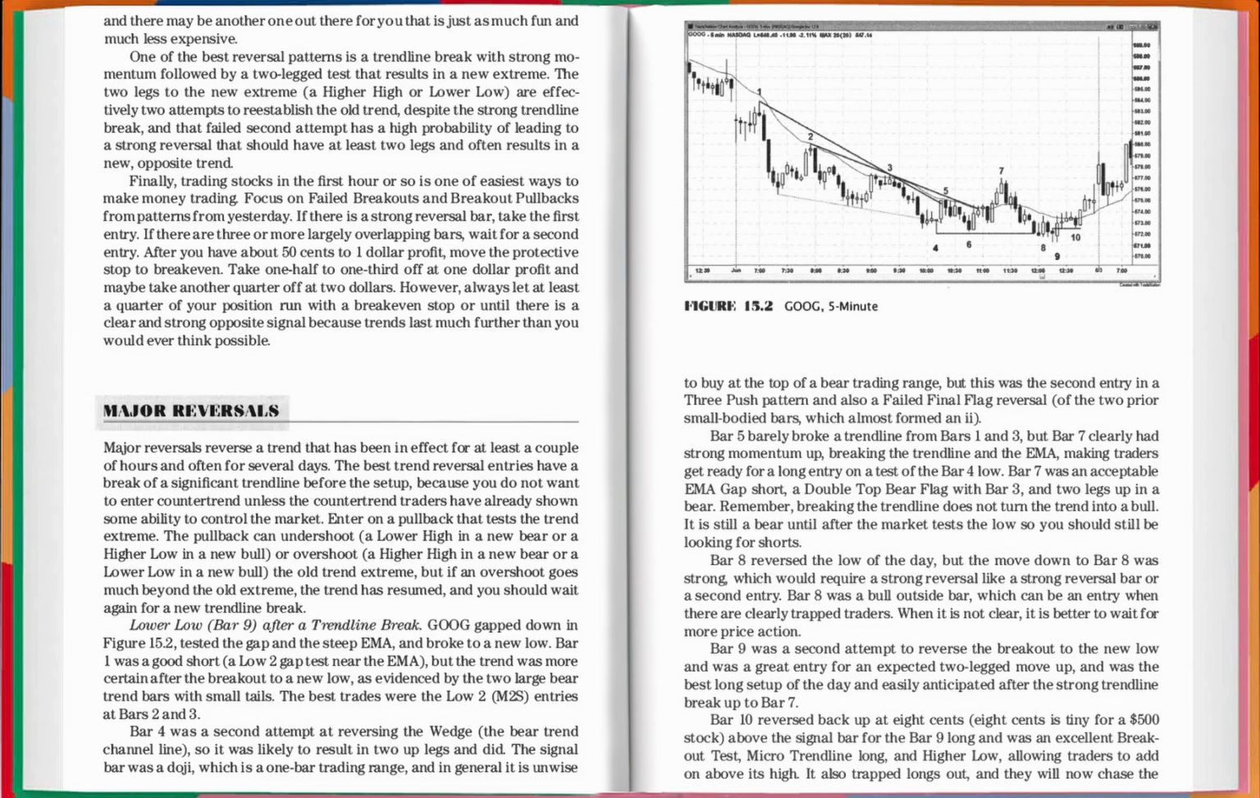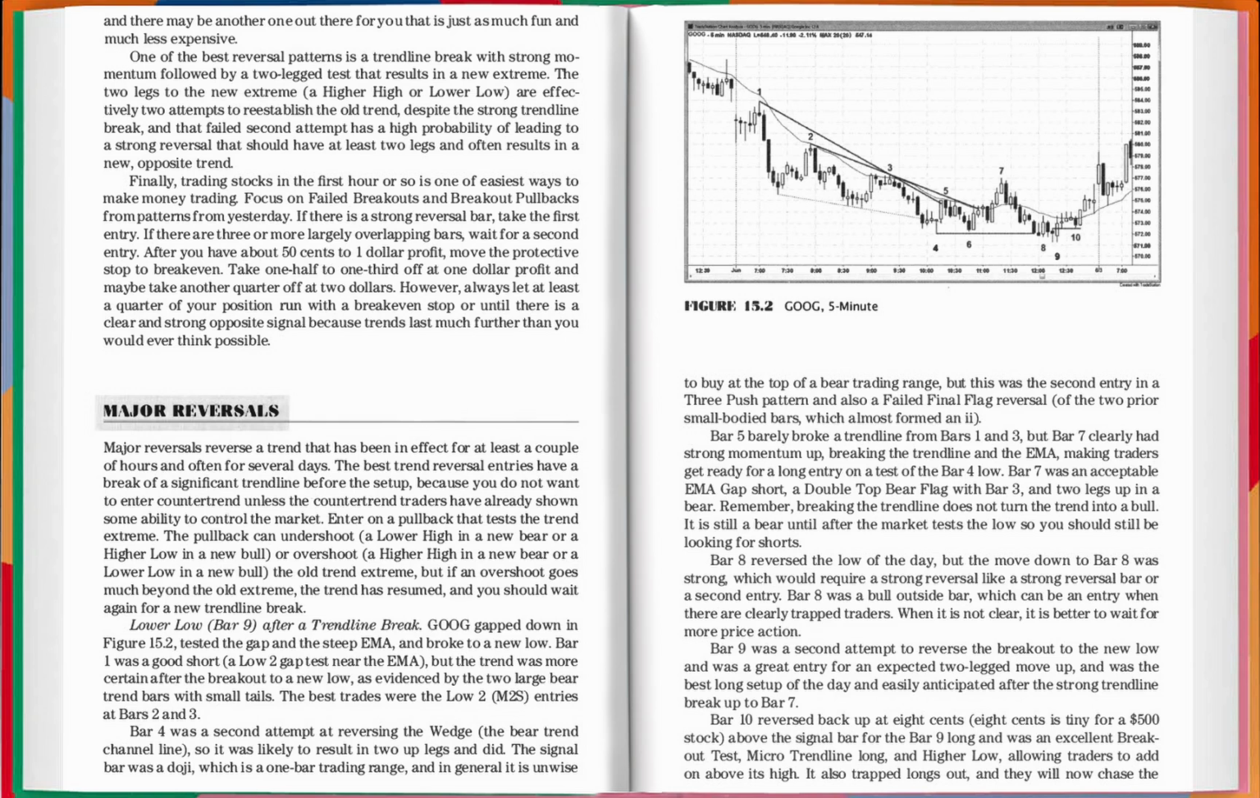Finally, trading stocks in the first hour or so is one of the easiest ways to make money trading. Focus on failed breakouts and breakout pullbacks from patterns from yesterday. If there is a strong reversal bar, take the first entry. If there are 3 or more largely overlapping bars, wait for a second entry. After you have about 50 cents to $1 profit, move the protective stop to break-even. Take 1/2 to 1/3 off at $1 profit, and maybe take another quarter off at $2. However, always let at least a quarter of your position run with a break-even stop, or until there is a clear and strong opposite signal, because trends last much further than you would ever think possible.